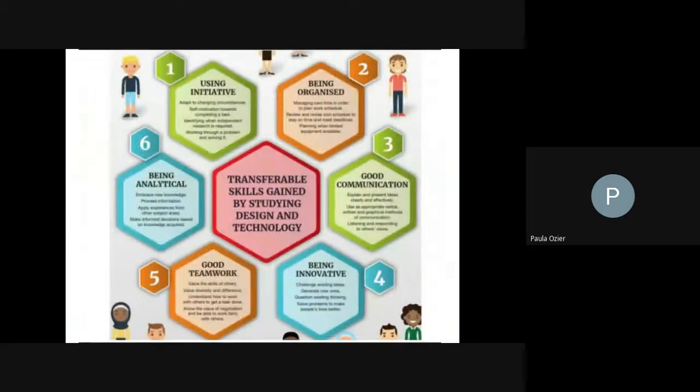In design technology, you learn a lot of transferable skills that are valued by all types of workplaces and by universities for further study as well. So the main ones being using initiative, being organised, being a good communicator, being innovative, being able to work well in a team, and being analytical.